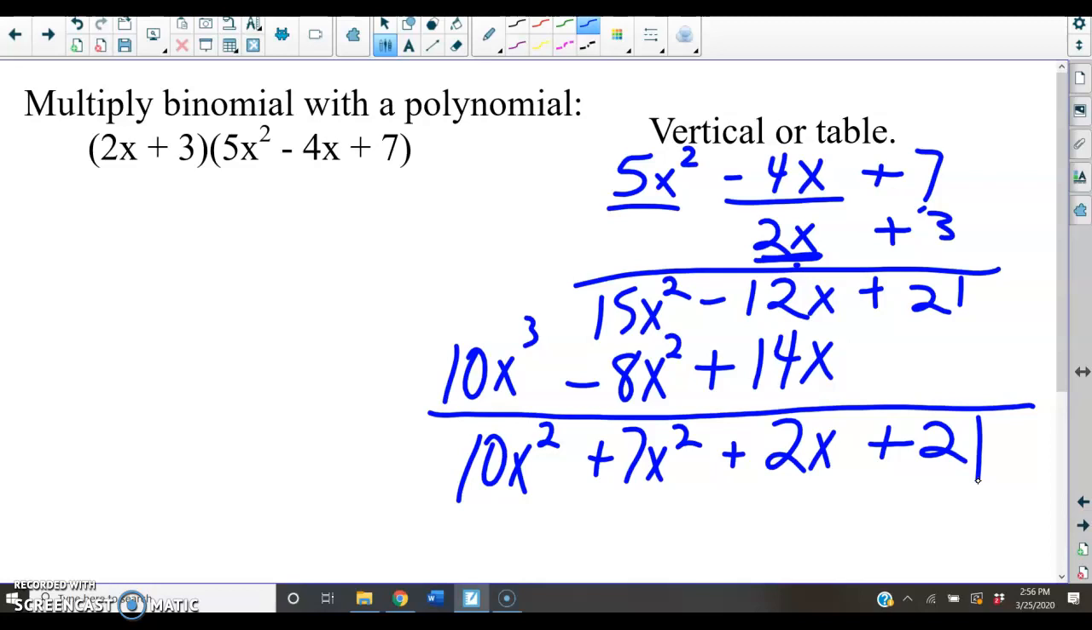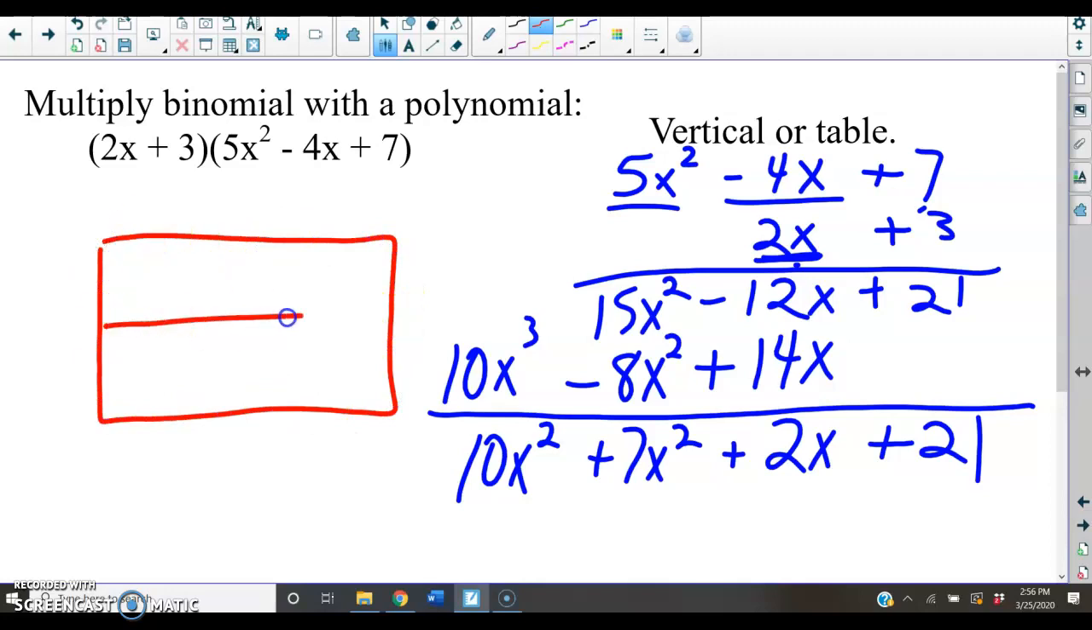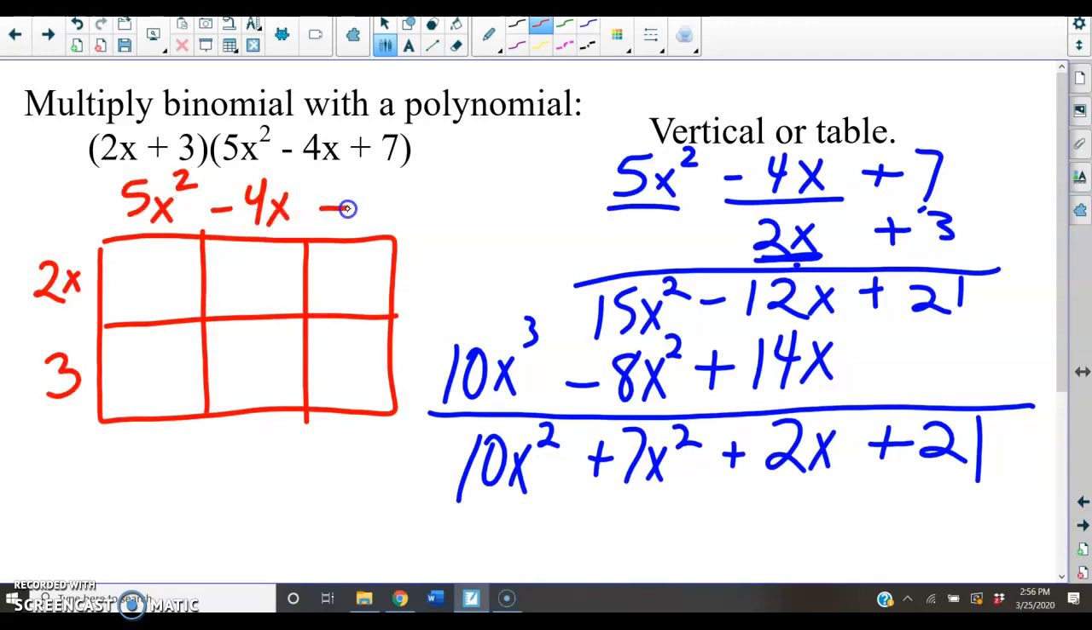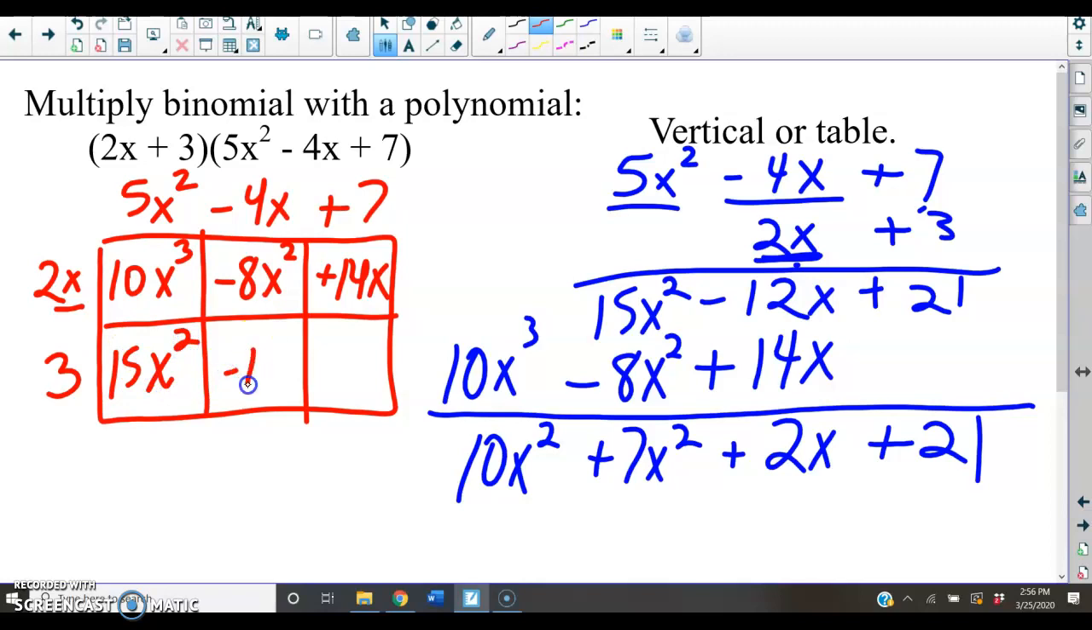Okay. Once more with the table. Okay. I'm going to have to write it a little bit smaller, but we can do it. 2x plus 3, 5x squared minus 4x plus 7. And I'm going to be fairly quick. I'm going to multiply the 2x with each of them. 10x cubed, negative 8x squared, positive 14x, 15x squared, negative 12x, 21.